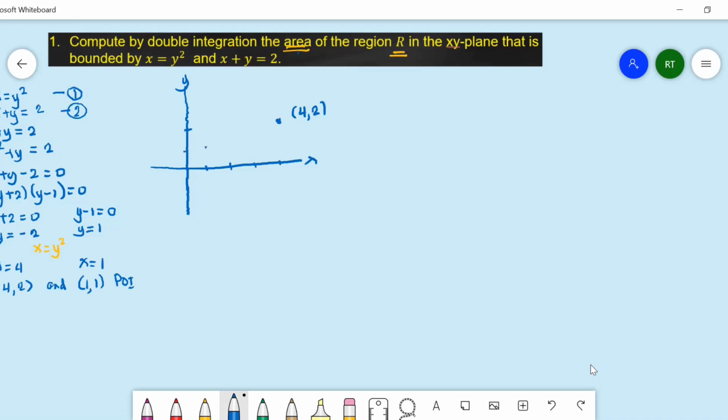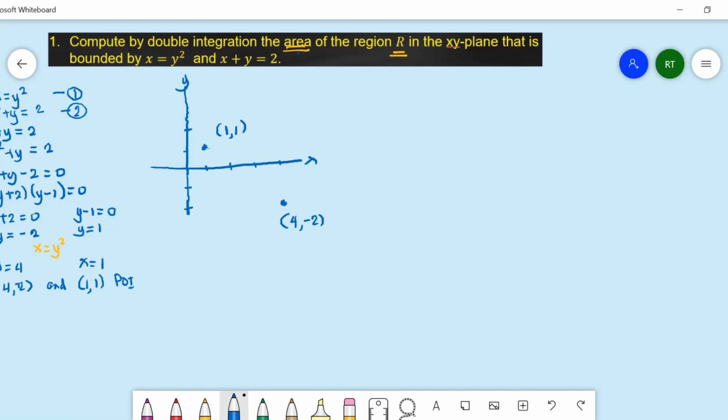Sorry, this should be negative 2. I forgot the negative sign. The point of intersection is at 4, negative 2. So this is negative 2, and this is the other point of intersection at 4, negative 2. And the other one is at 1, 1.